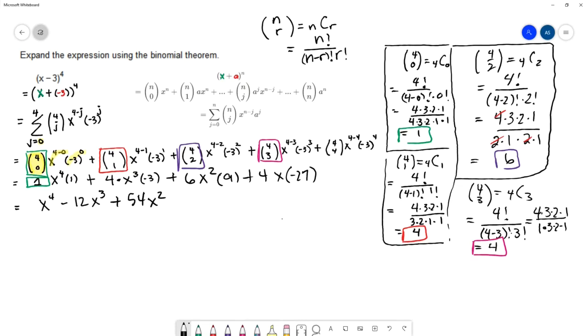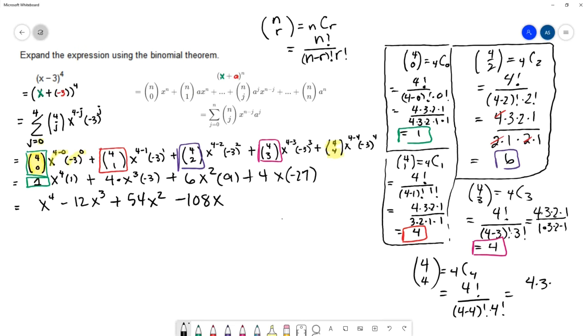And that works out to be negative 108x. Okay, finally we're going to work out 4 choose 4, or 4C4. That's 4 factorial over 4 minus 4 factorial times 4 factorial.